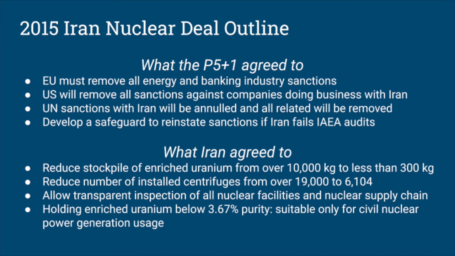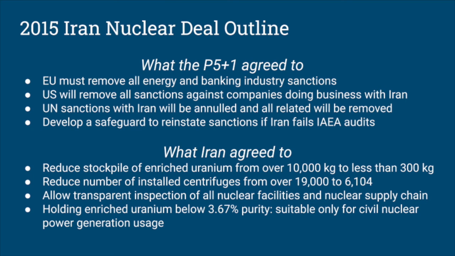be reinstated automatically. However, on the other side, what Iran agreed to was that they'd reduce the stockpile of uranium from over 10,000 kilograms to 300 kilograms for the next 15 years, that their uranium enrichment purity levels would be capped at a maximum of 3.67%, which is the amount that's suitable only for civilian nuclear power generation use.